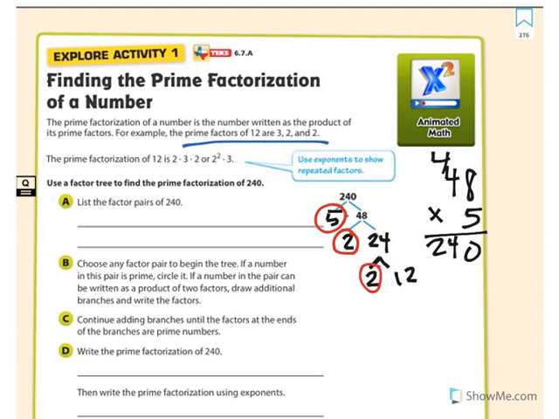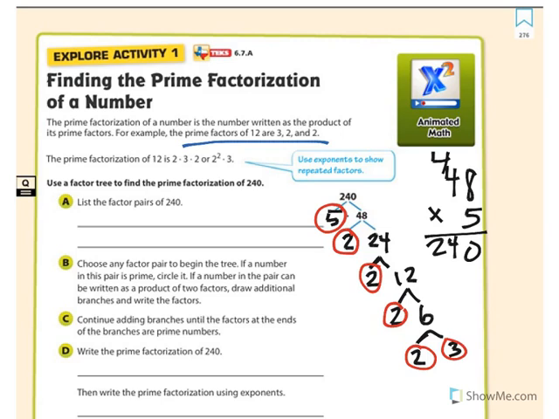Again, 2 is prime, 12 is not. 12 gets branches. 2 and 6. 2 times 6 gives me 12. Circle that 2 and give 6 branches. And then the last one's 2 times 3. 2 and 3 are both prime, so we stop there.